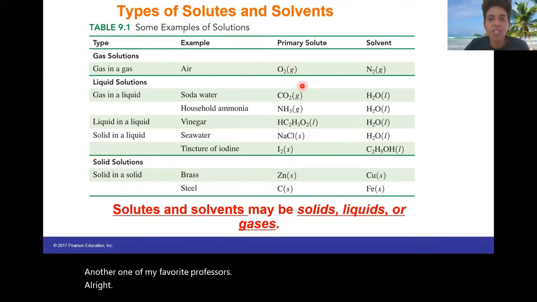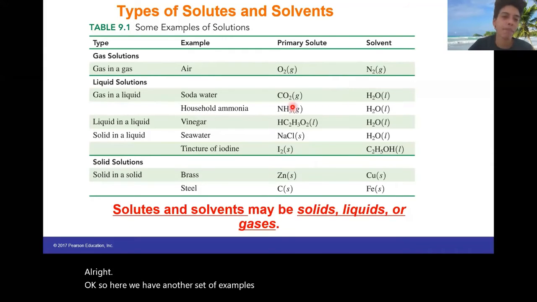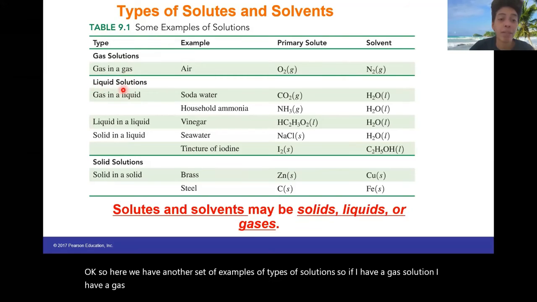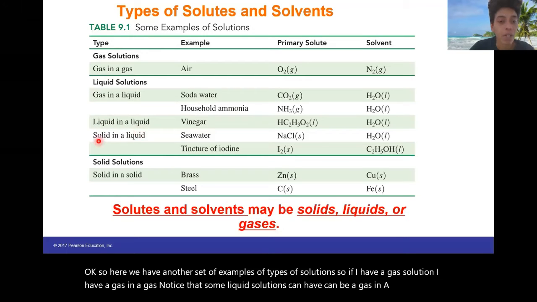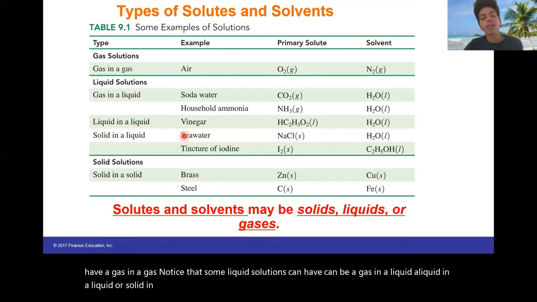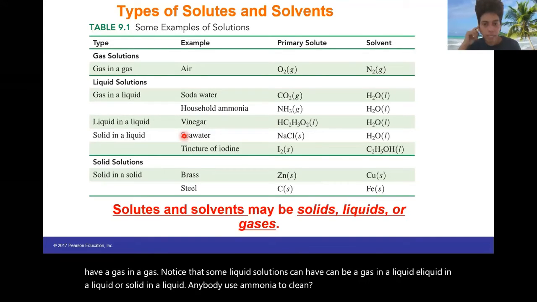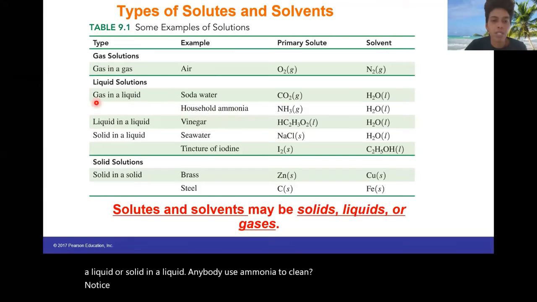Okay, so here we have another set of examples of types of solutions. So if I have a gas solution, I have a gas and a gas. Notice that some liquid solutions can be a gas in a liquid, or a solid in a liquid. Anybody use ammonia to clean? Notice that ammonia is a solution of gaseous ammonia in liquid water.